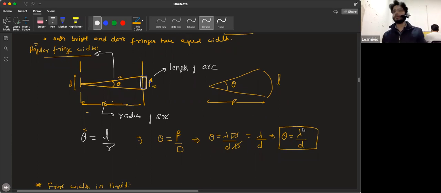The angular fringe width does not depend upon capital D, the separation between the double slit and the screen.